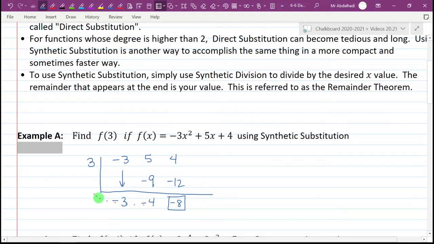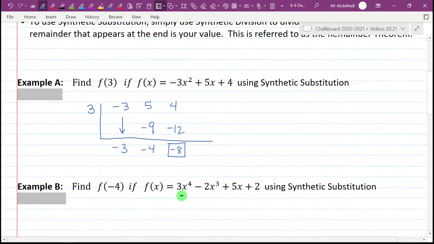Now, you might say this took about the same amount of time as it took me to do the thing up here. And you probably would be right, because for a simple quadratic function like this, plugging in the x twice doesn't take that long. But when you get into bigger and bigger functions like this fourth power one, it starts to become more of a pain. So synthetic substitution actually works faster.